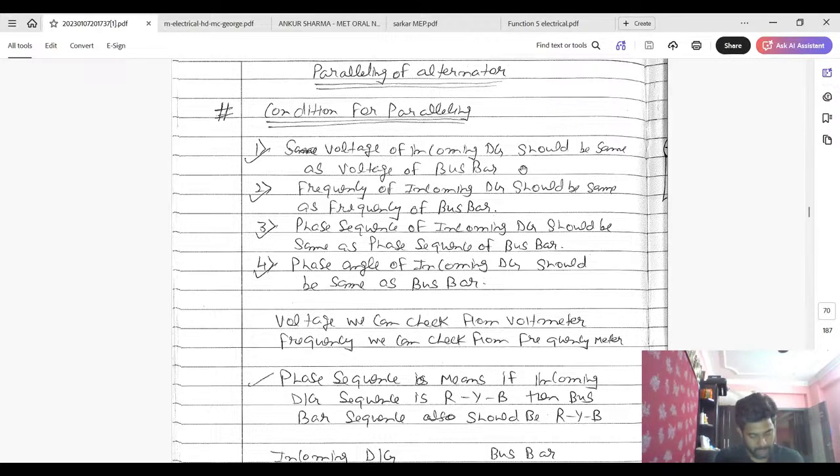The main condition, the first one, is voltage. The voltage of the incoming DG should be same as the voltage of the bus bar. Voltage should match first. We can check this voltage from the voltmeter available at the panel.